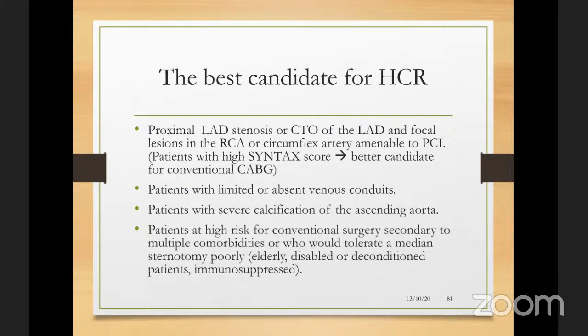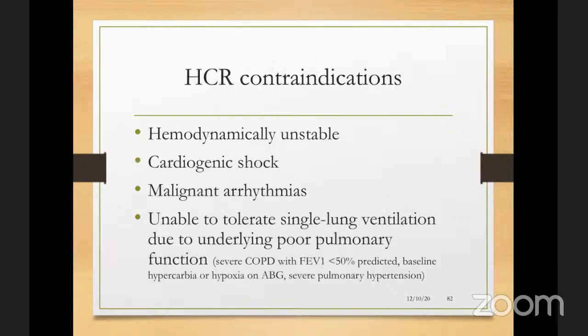A patient who has limited or absent venous conduit is a good candidate for hybrid revascularization, as are those who have severe calcification of the ascending aorta. Also, patients who are high risk for conventional surgery secondary to multiple comorbidities, or would not tolerate median sternotomy, especially elderly, disabled, or deconditioned patients with immune suppression.